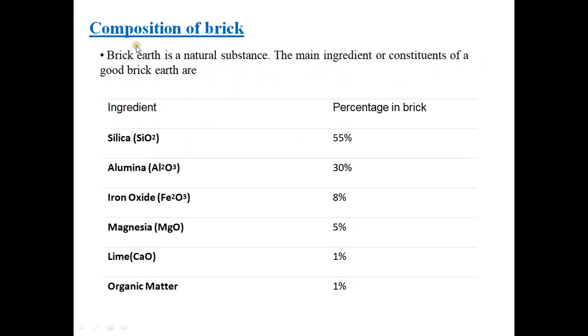Now we'll discuss the composition of brick. So what is actually the composition of brick? Every material has a different composition.